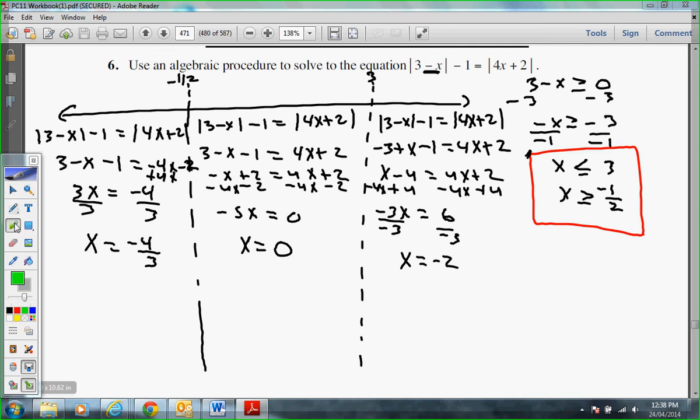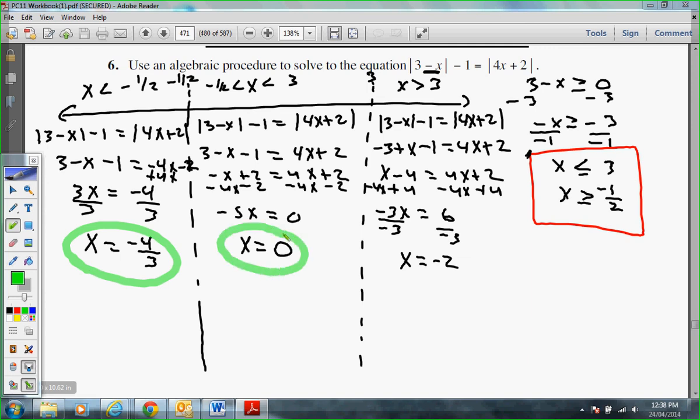Let's go through and see which ones fit our domain. Is -4/3 less than -1/2? Yes. Remember, this domain is x is less than -1/2, x is between -1/2 and 3, and then x is greater than 3. So yes, this one is good. -4/3 works. Is 0 between -1/2 and 3? Yes, it is. So I got a negative and a positive, right? So we're good there. Is -2 greater than 3? No. So that last one's rejected. That one does not work.